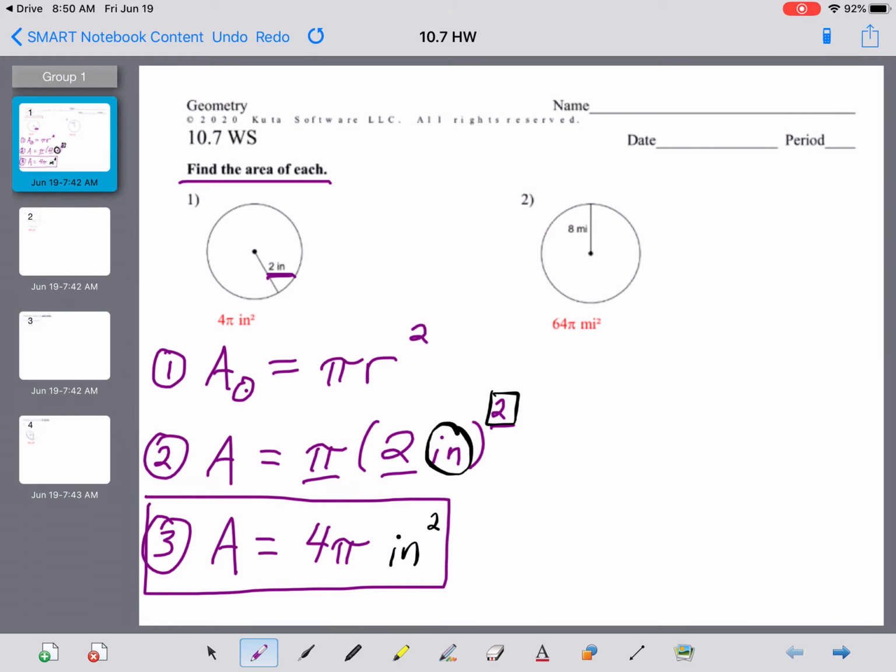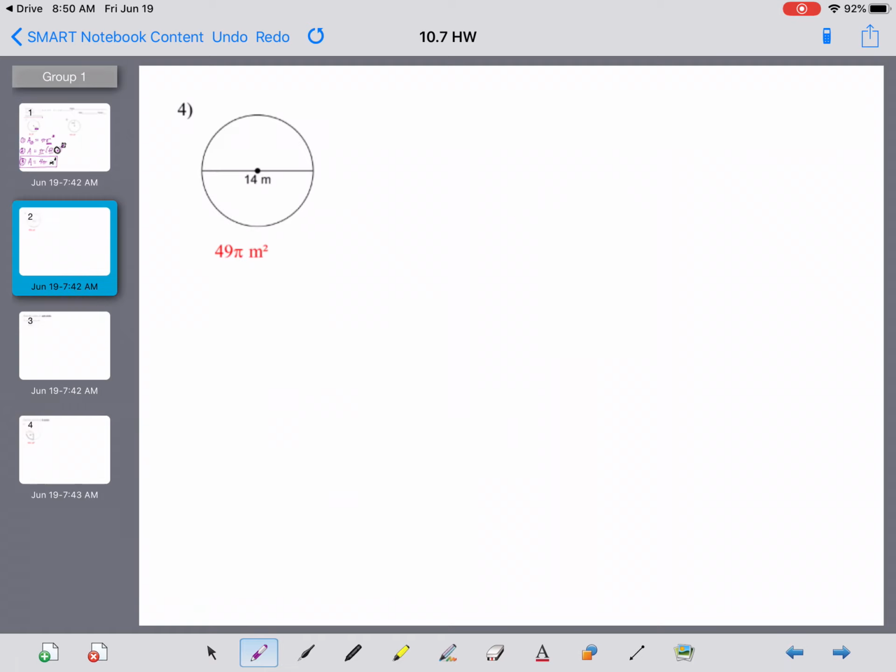Okay, 2, 3, and 4 are pretty similar. Be careful because I think on 3 and 4 they gave you the diameter. You need to know the radius in order to do that. So if they gave you the diameter, you're just going to cut that in half and use that smaller number for your radius. All right, let's jump to actually number 4. I think I got ahead of myself. I think this is the problem I was just talking about.